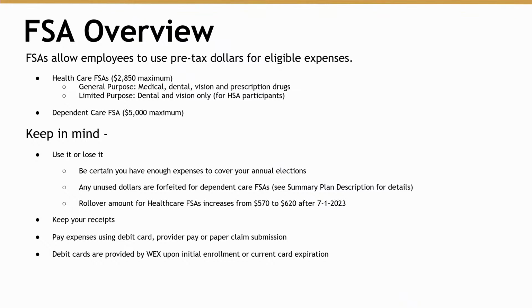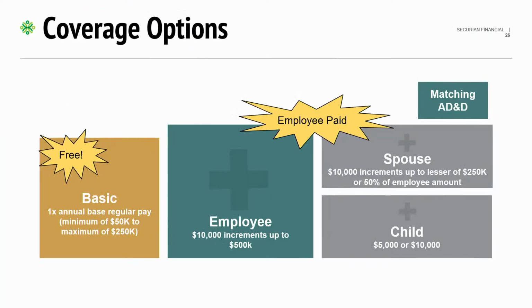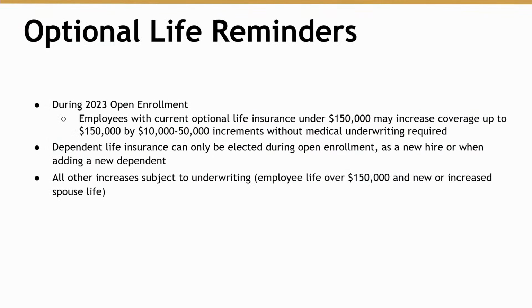And remember, FSAs are the only benefit that you have to re-enroll in every year in order to continue your coverage. Okay? Optional life. The state is continuing to provide the basic life insurance at no cost to all eligible employees. You continue to have optional life, we provide the basic coverage. You have optional employee, spouse, and dependent life available to you. You can make changes to these during open enrollment. And this year, like last year, the guarantee issue amount for employee optional life is $150,000. That went up last year.